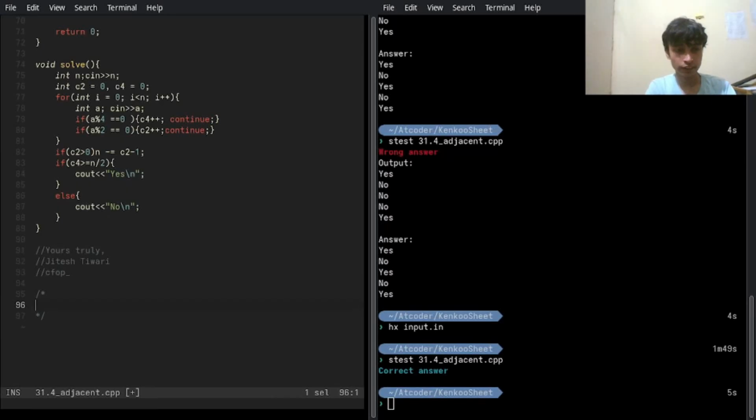There are numbers in this format: A1, A2, A3, A4, A5, dot, AM. Okay, so see the logic. You have to first subtract the number.